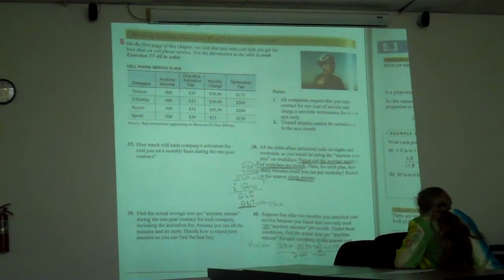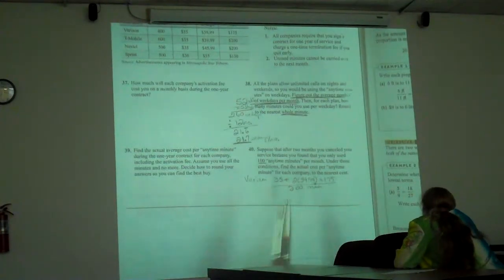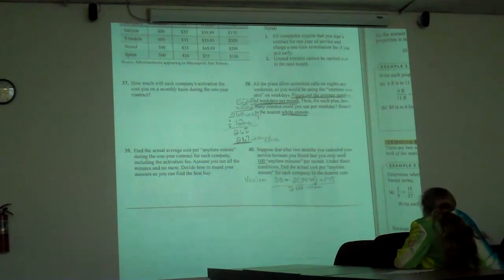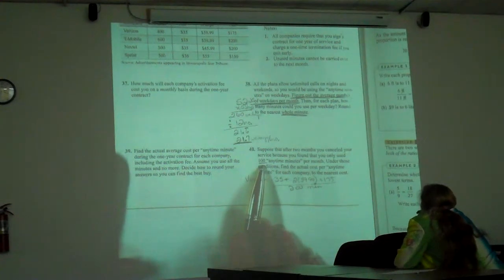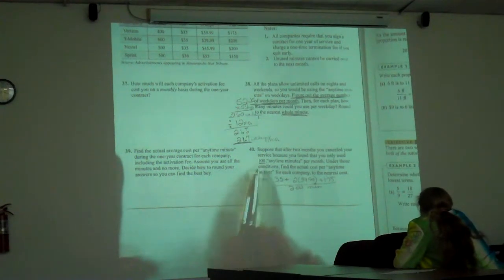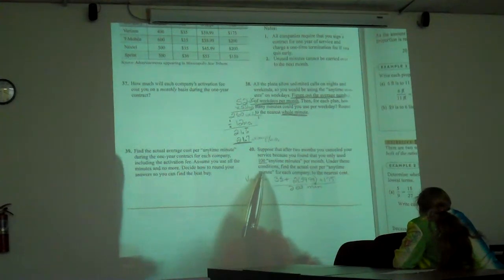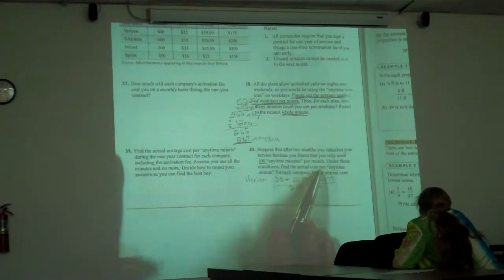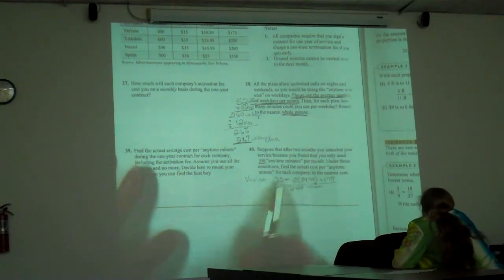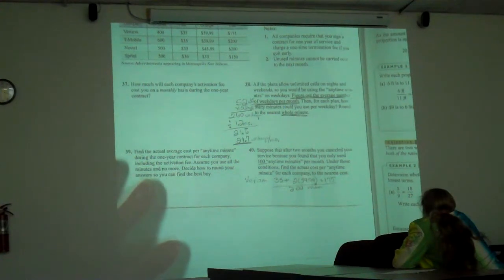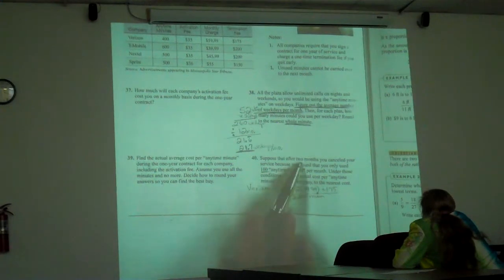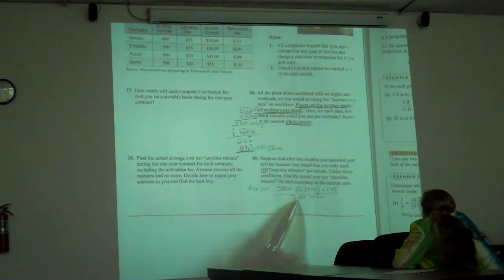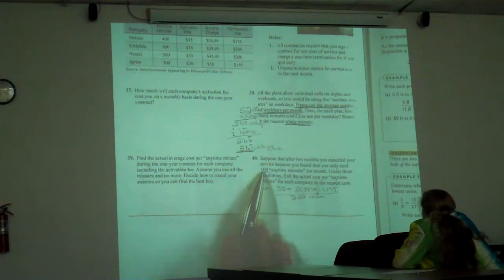Okay, number 40. Suppose that every 2 months you canceled your service because you found that you only used 100 anytime minutes. So you don't use very many anytime minutes. Under those conditions, find the actual cost per anytime minute for each company to the nearest cent. So you're only using 100 minutes every month.